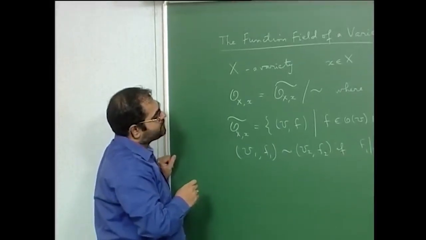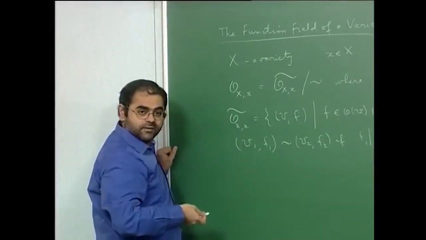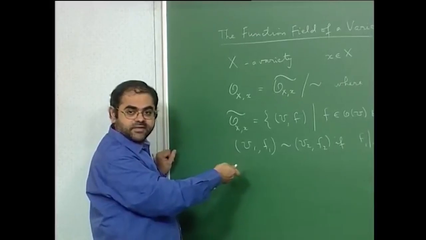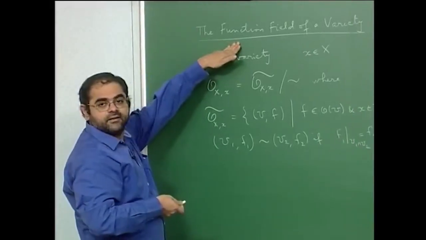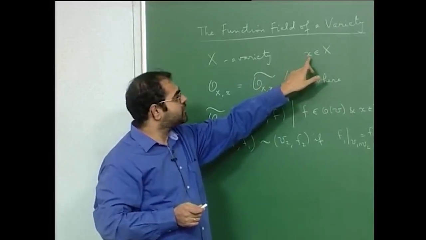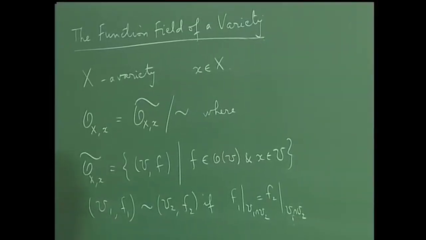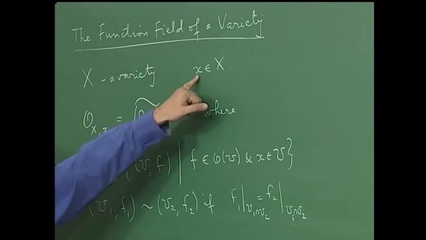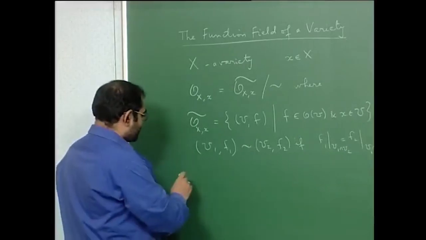And of course, we have seen how to compute this local ring, what it is in the affine case, and what it is in the projective case. But now, what I am trying to say is, if you want the function field, it is very simple. You just remove this restriction of concentrating attention at a point. Just do not worry about the point. And the beautiful thing is that if you do not concentrate attention at a point, you go global.